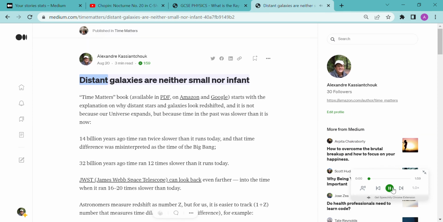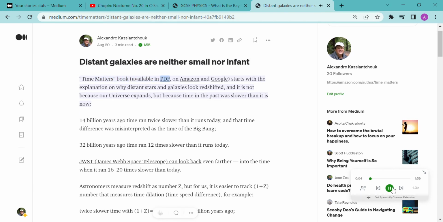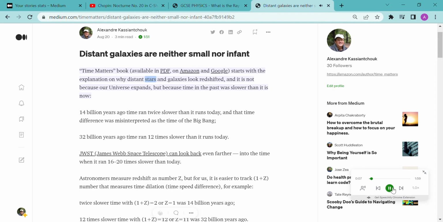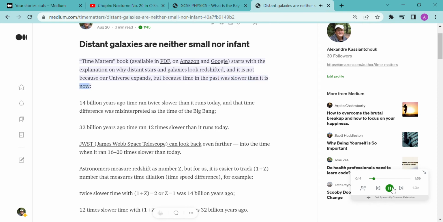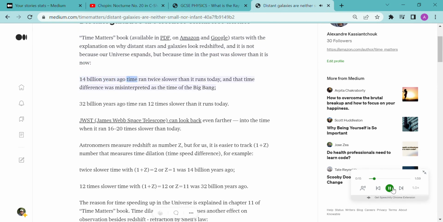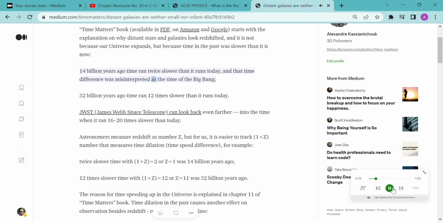Distant galaxies are neither small nor infant. Time Matters book, available in PDF, on Amazon and Google, starts with the explanation on why distant stars and galaxies look red-shifted, and it is not because our universe expands, but because time in the past was slower than it is now. 14 billion years ago time ran twice slower than it runs today, and that time difference was misinterpreted as the time of the Big Bang.